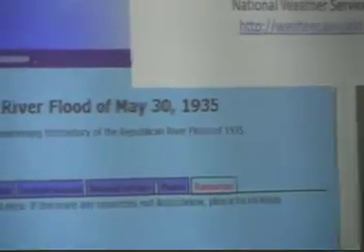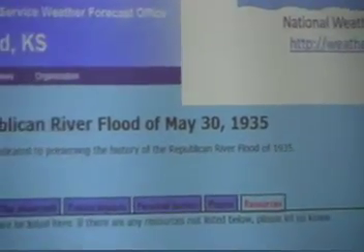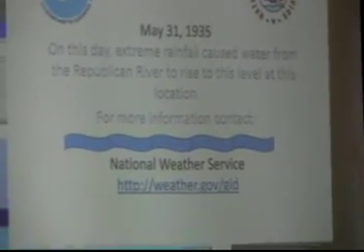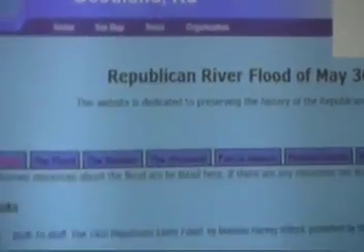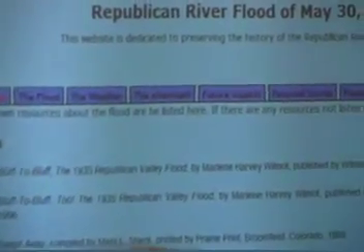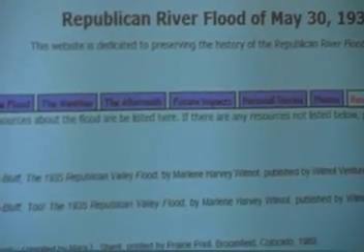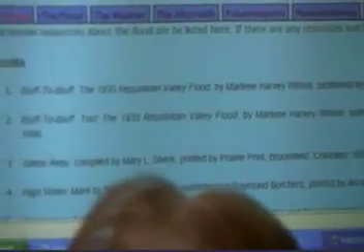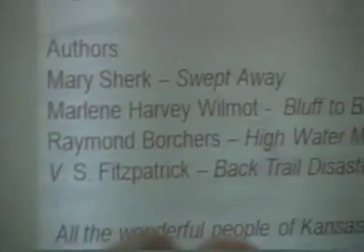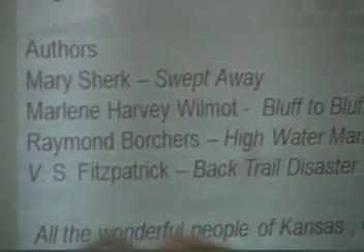We also have a website. I put that in your little brochure if you'd like to go there. There's stories about the flood, what the weather was like, what happened afterwards, what is still happening because of the flood, and a lot of personal stories and pictures and resources where you can go to read other great stories about the flood. And that's a picture of the signs we're going to be putting up. And with that, that's pretty much the end of my presentation.